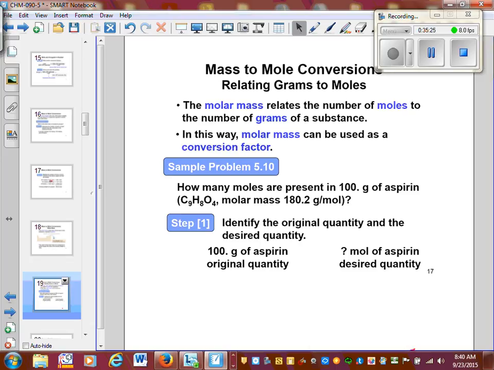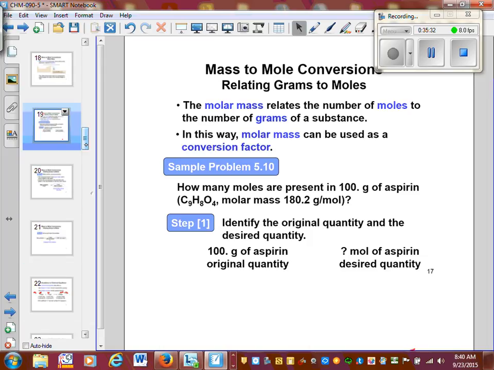Okay. How many moles are present in 100 grams of aspirin with a molar mass of 180.2 grams per mole? So what do we know for sure? What are we starting with? 100 grams of aspirin. And it's 100, that's 3 significant figures. What am I looking for? Moles. How many moles? Eventually I want to end up with moles. Abbreviation for moles is MOL.